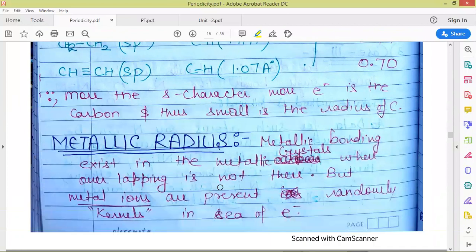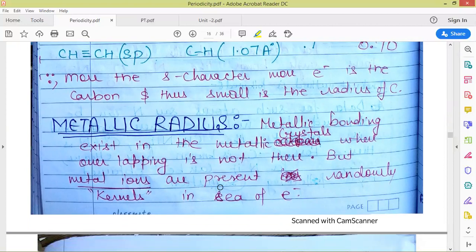Next we have metallic radii. Metallic bonding is very different from covalent bonding. In case of covalent bonding, overlapping of two electron clouds is there. But in case of metallic bonding, as exists in metals, the bonding is based upon the electron sea model. The bonding is like this.